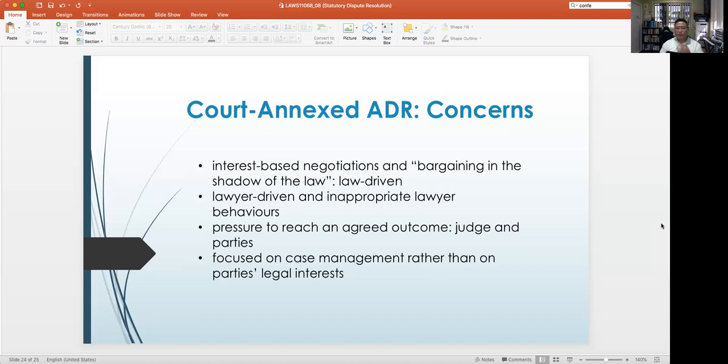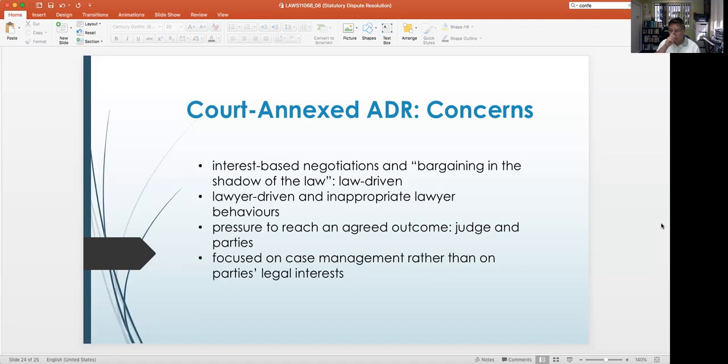So therefore, in relation to court annexed ADR, you might almost say that it is just a way to shoo the parties away from the judge or from the court system. And so the focus is not really on the parties achieving justice or a sense of fairness or protecting their interests. The focus is really ultimately on case management. So these are some of the concerns when you think about court annexed ADR.